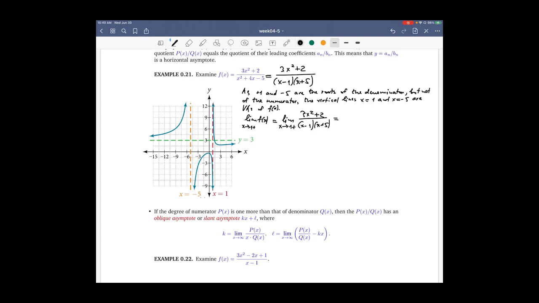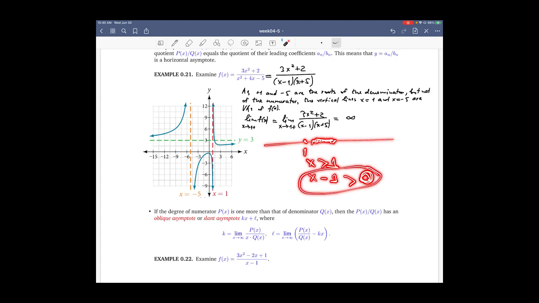So we know the limit will be infinity. We know that because that's a vertical asymptote. The question is, what sign will that infinity have? Well, x approaches 1 from the right, which means x is greater than 1, which means x minus 1 is positive, but close to 1.